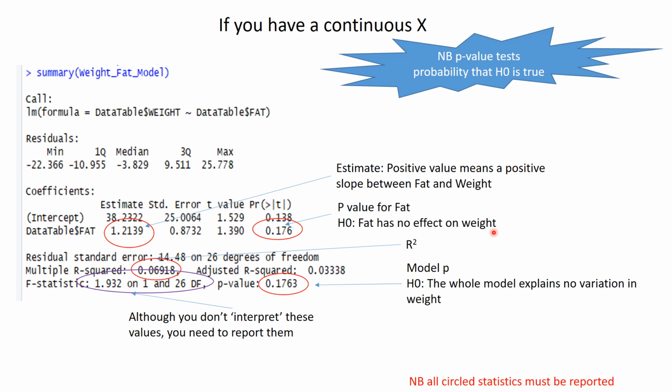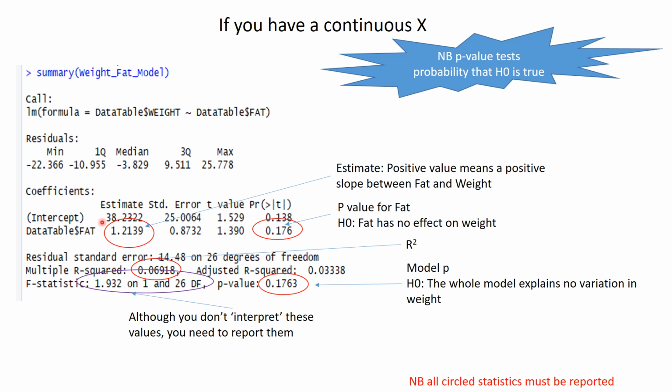So we cannot reject our null hypothesis. So in this case, we must say that fat has no effect on weight. There's no significant difference because our probability that the null hypothesis is true is just too high. We are very conservative. We want that p-value to be smaller than 0.05, and in this case, it's bigger.